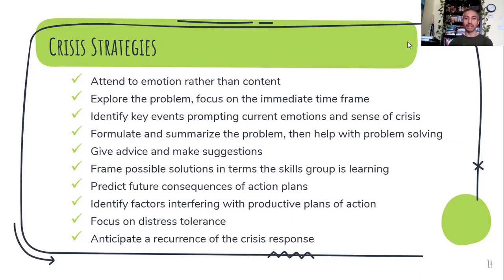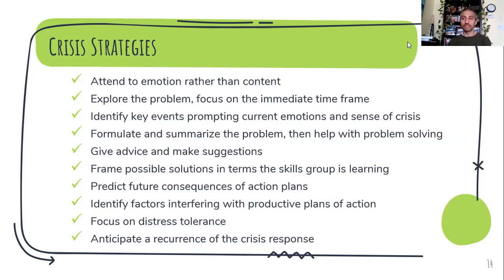We identify factors interfering with productive plans of action. For example, anger could really get in the way of a productive course of action. And then we focus on distress tolerance. How can we reduce that anger? How can we reduce that anxiety so the client can actually follow through on their crisis plan and then anticipate that this might happen again.